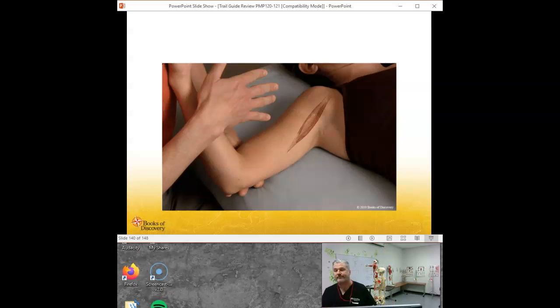Anyway, this is the coracobrachialis. This is your coracoid process, this bump on your scapula that actually pokes out here in front, and it inserts into the arm. What's the action of the coracobrachialis? There are two actions it performs. It's a diagonal muscle right here, like this. What two actions does it perform, Miss Monreal?